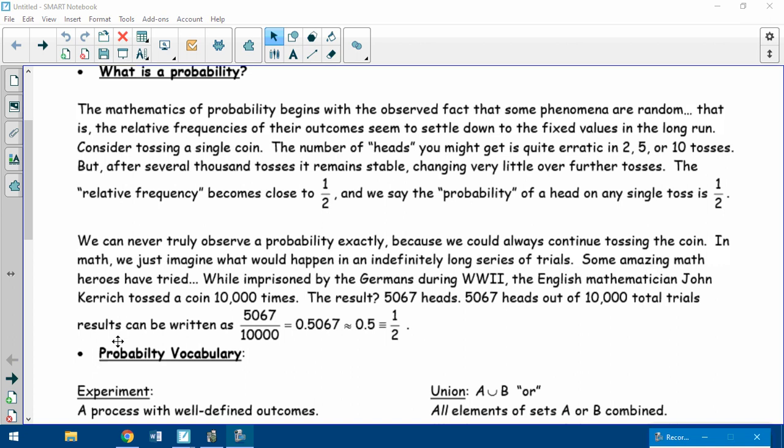Some amazing math heroes have tried. While imprisoned by the Germans during World War II, the English mathematician John Kerrich tossed a coin 10,000 times. So he kept track of what would happen if he could toss it 10,000 times. He got 5,067 heads, and that out of 10,000 is 0.5067, which is really close to that 1/2. So again, the more you toss it, the closer you're going to get to that theoretical limit of 1/2.